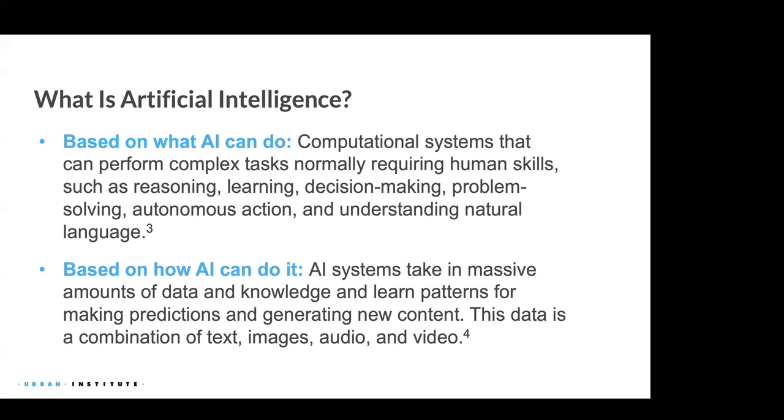And the how behind how AI can do these things is all AI systems are trained on huge amounts of data and knowledge and information, a mixture of text and images and audio and all sorts of other data structures, and they use that to learn patterns to do things like the tasks above, making predictions, generating new content, etc.